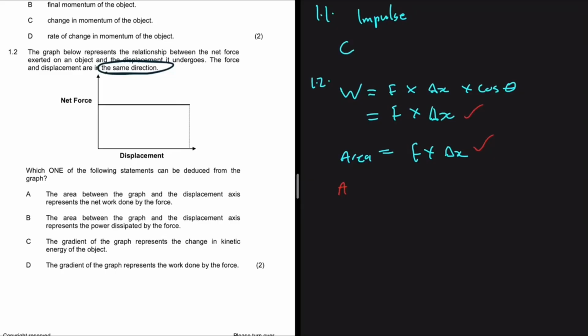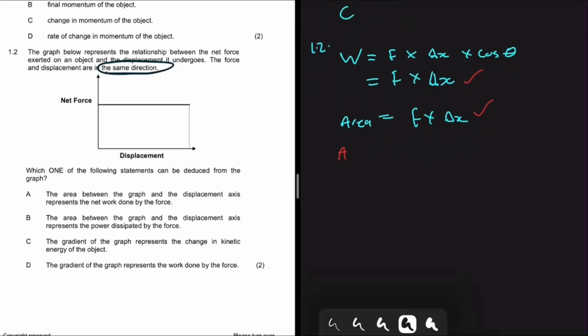Option B says the area between the graph and the displacement axis represents the power. F multiplied by delta x is not the power, so there's no way that can be true. And then C says the gradient of the graph represents the change in kinetic energy of the object. That is not true. And then D saying the gradient of the graph represents the work done by the force. It's also not true. So A is definitely our option here, right? We already know. We are just disproving all the other options.